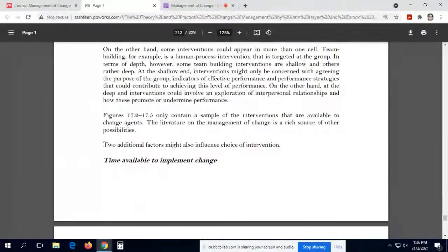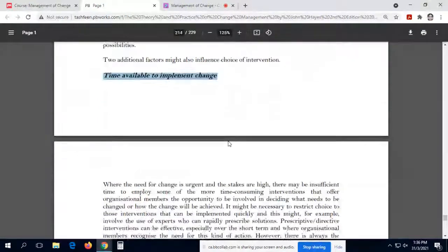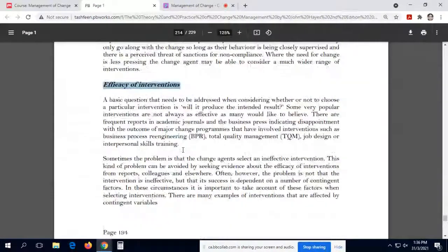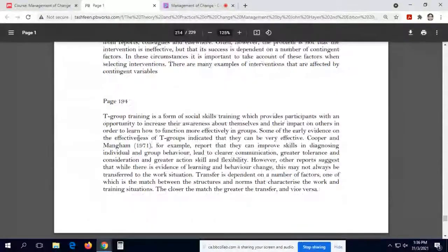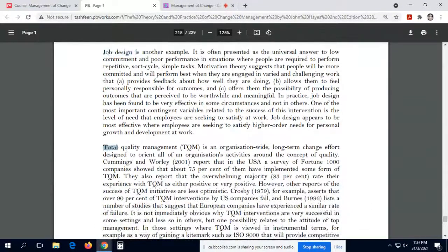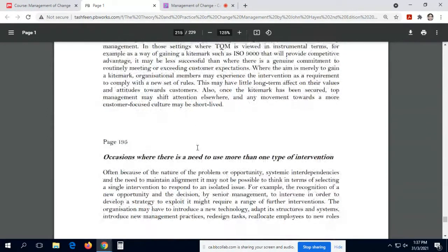Two additional factors which might influence choice of intervention. One is time available to implement change. We have spoken about it many times. Efficacy of intervention. We spoke about that also. And in the efficacy section, they are talking about various things. For example, they are talking about job design. They are talking about total quality management, as they referenced it in the picture also, one of the pictures we just saw.